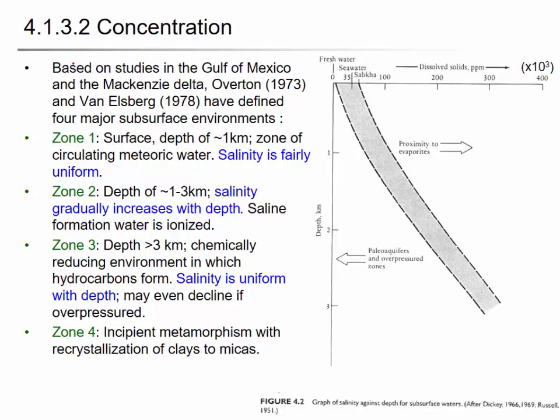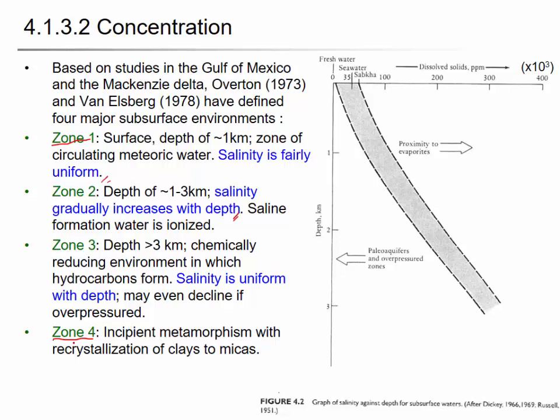And so, back to the pore water concentration. You can see that the pore water concentration increases with depth, and people have categorized the subsurface into 4 zones. Zone 1 is the shallowest and zone 4 is the deepest. Zone 1 is from the surface to a depth of 1 kilometer, and salinity is fairly uniform, with circulation of meteoric water. Zone 2 is about 1 to 3 kilometers deep, and salinity increases with depth, and it's mostly connate water. Zone 3 is deeper than 3 kilometers, and the salinity is uniform with depth, in a chemically reducing environment. At this depth you also have generation of hydrocarbon, which could be chemical or microbial.